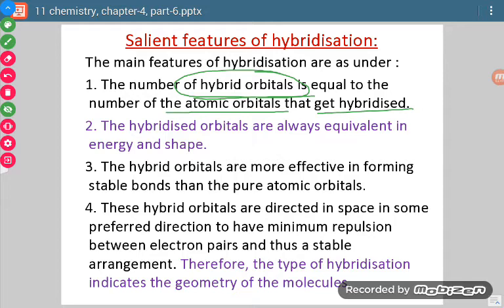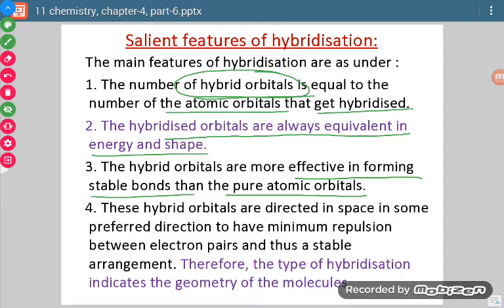Okay. Now the hybridized orbitals are always equivalent in energy and shape. This is what we said earlier. They all will have the same energy and same shape. Okay. The hybrid orbitals are more effective in forming stable bonds than the pure atomic orbitals. Very important thing is that if pure atomic orbitals combine to form a bond, then that bond will not be as effective as one formed by hybridized orbitals.